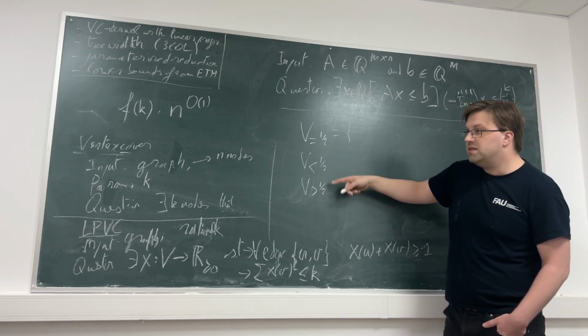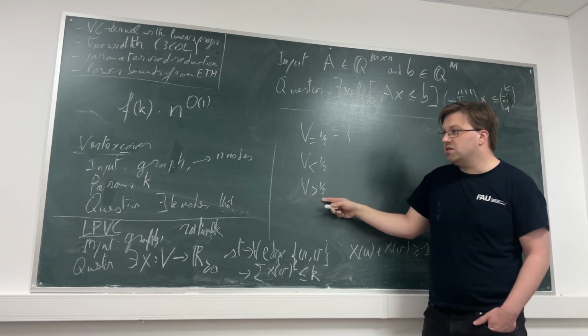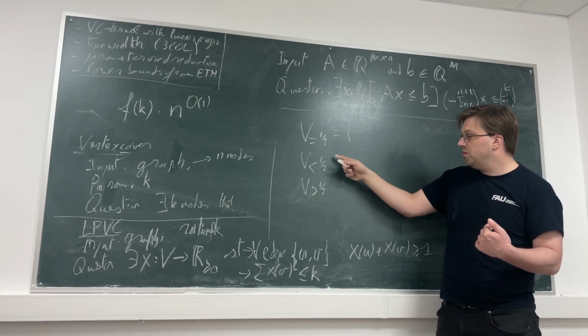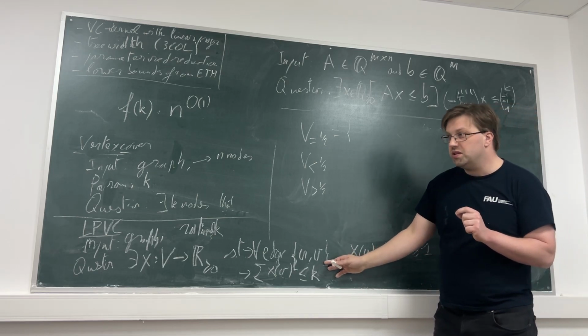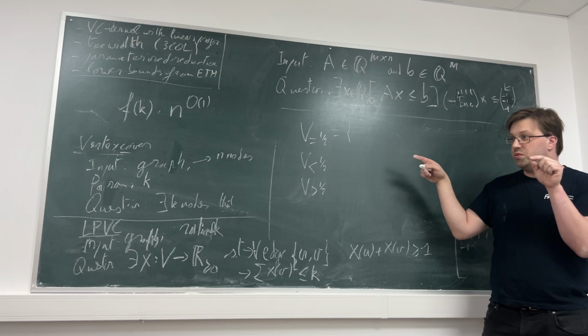So we throw away these and these nodes. When we add these nodes, we decrease k. We keep throwing nodes away until our solution is 1/2 for all the nodes.